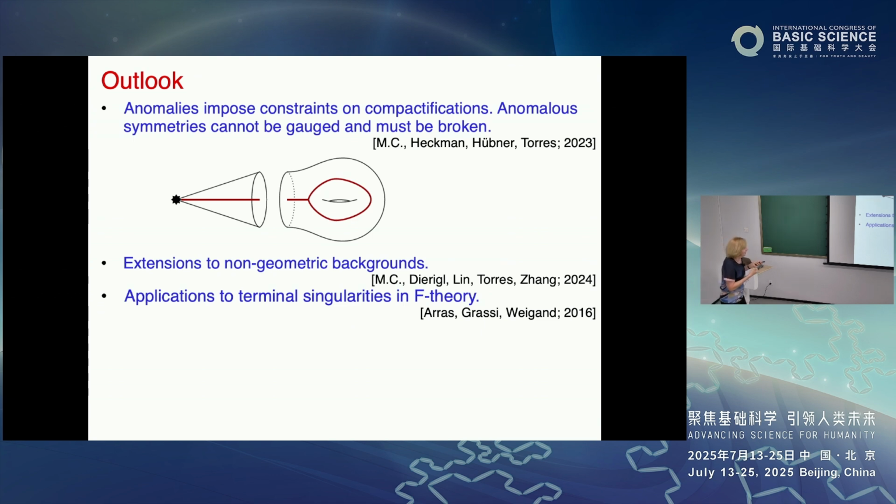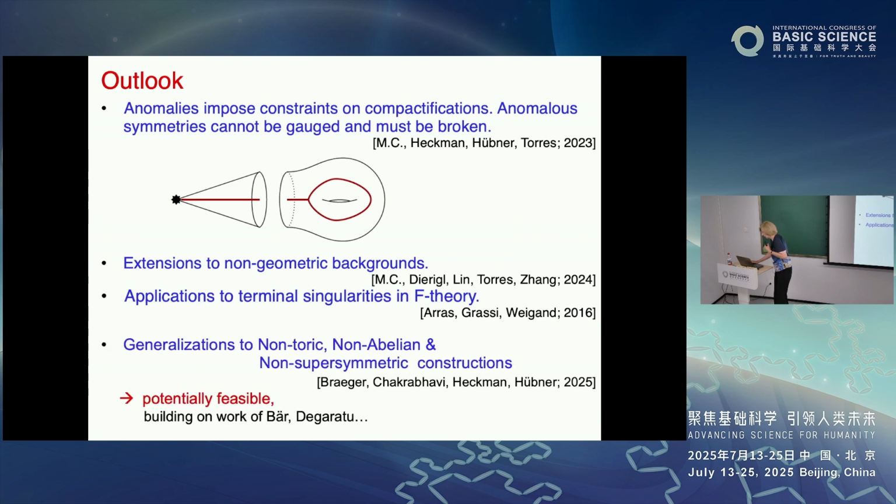Clearly, isolated singularities, frozen singularities, this is the only thing that we could have in this context. So this is the only thing we can apply to. Terminal singularities, again, this is something that could potentially be applied. But one thing that is intriguing to me is actually generalization, well, non-toric, non-abelian, right? Examples of nested singularities, but non-supersymmetric constructions.